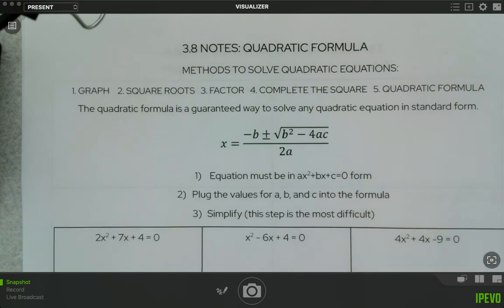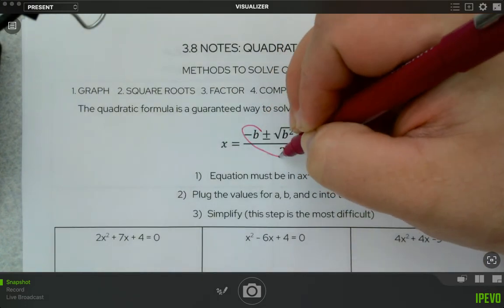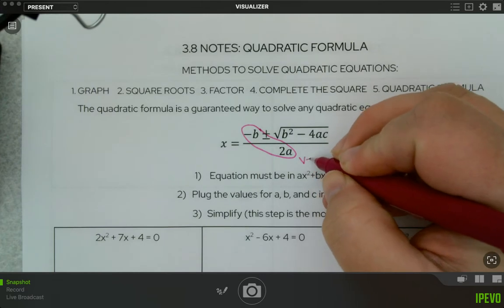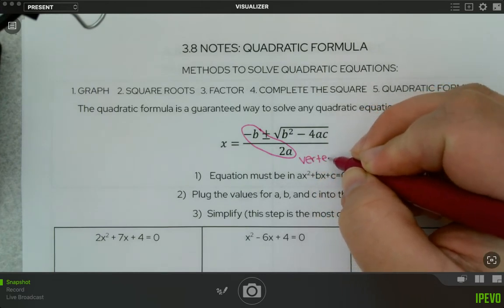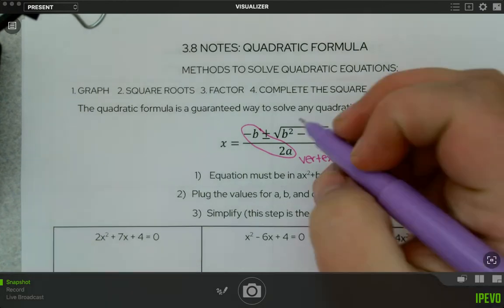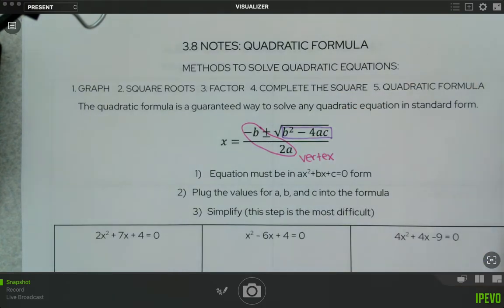But basically, I just need you guys to find a way of remembering it, okay? And I'm going to give you a little hint, and that is that this part is the vertex. So we've already seen it before. And what we're going to do is do everything that goes inside of this square root first. So this is the new part.